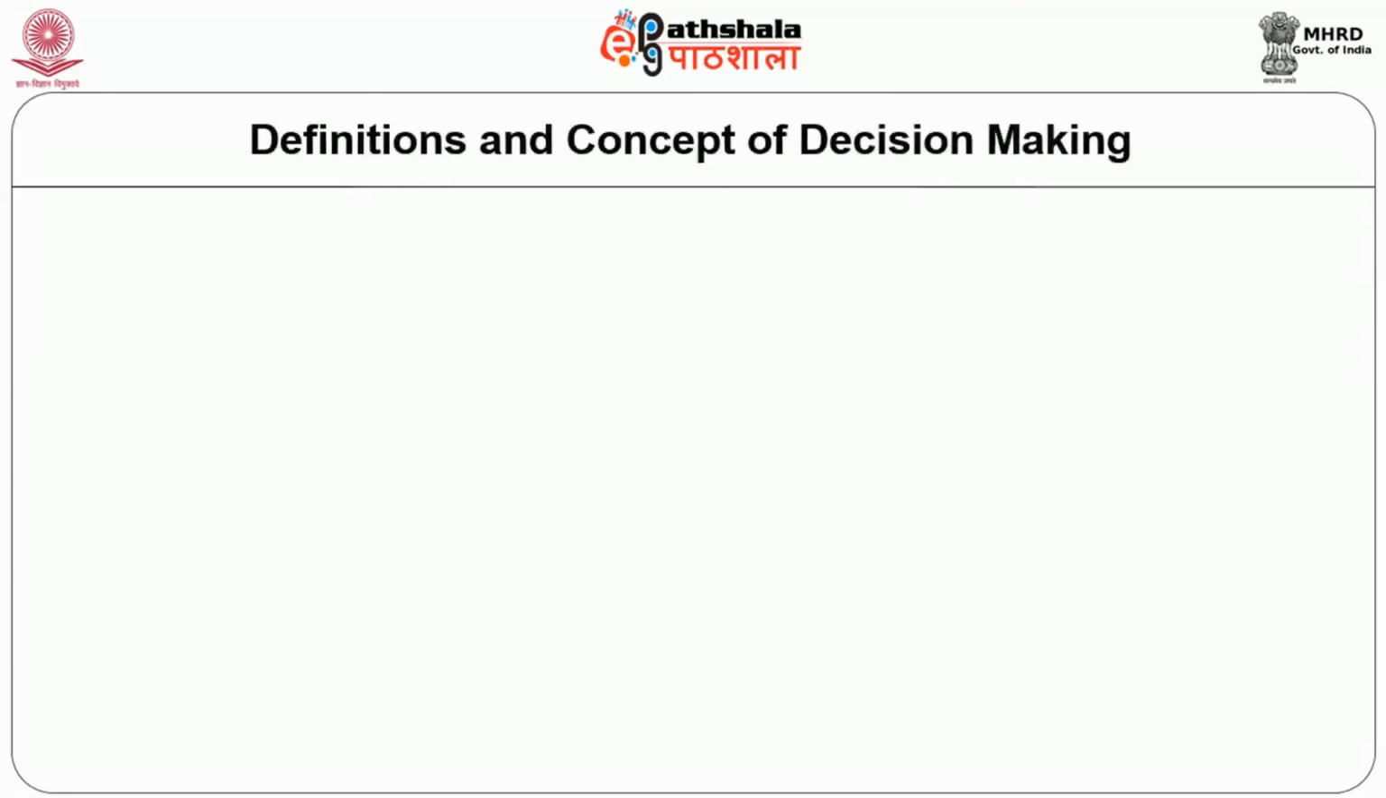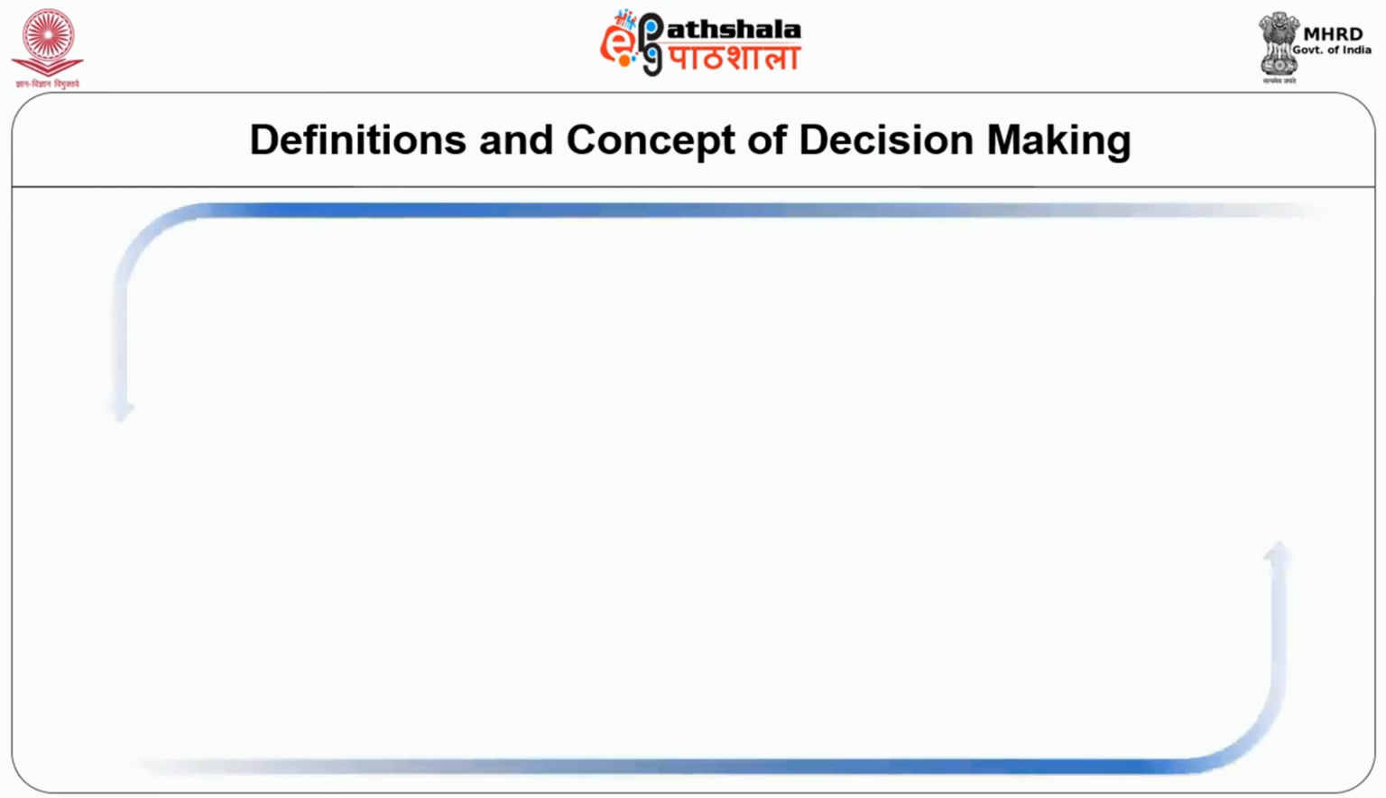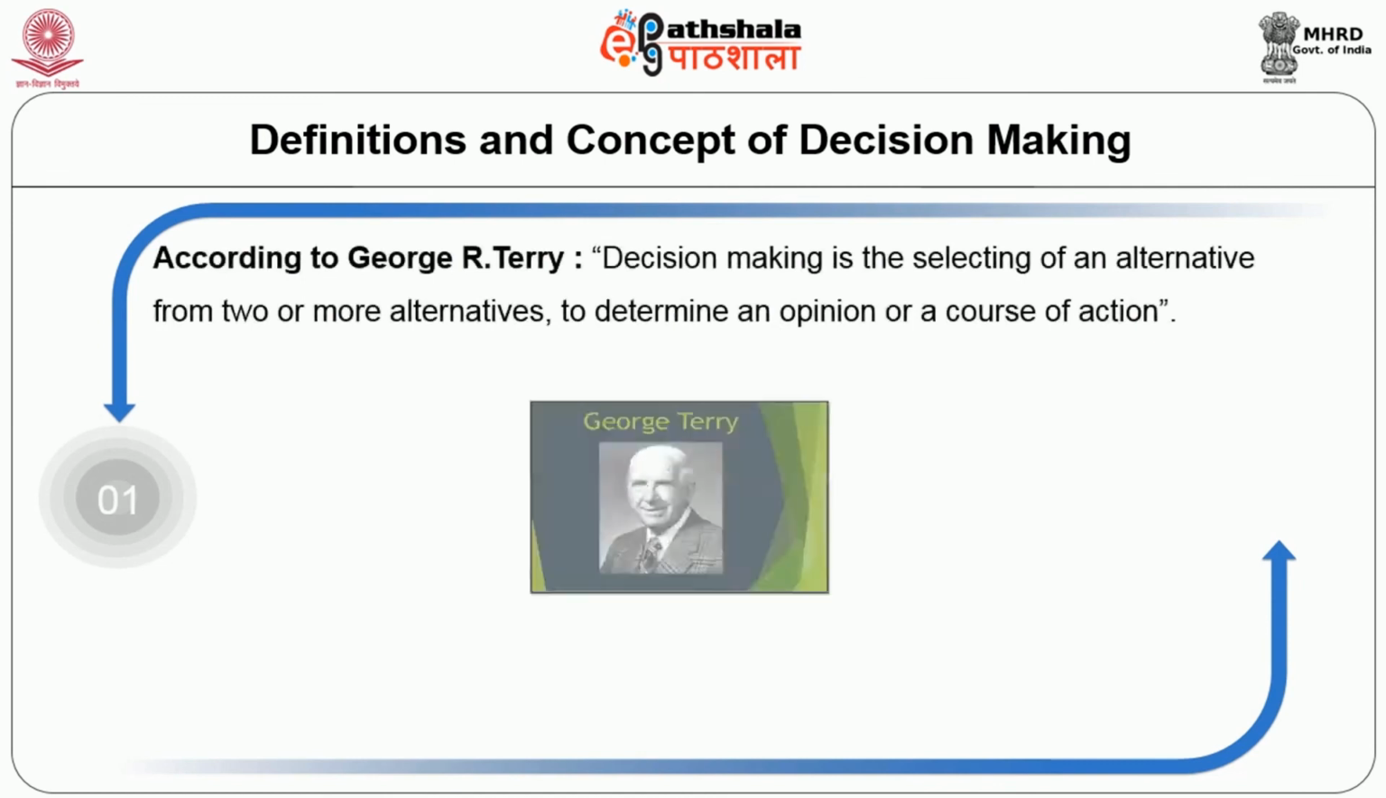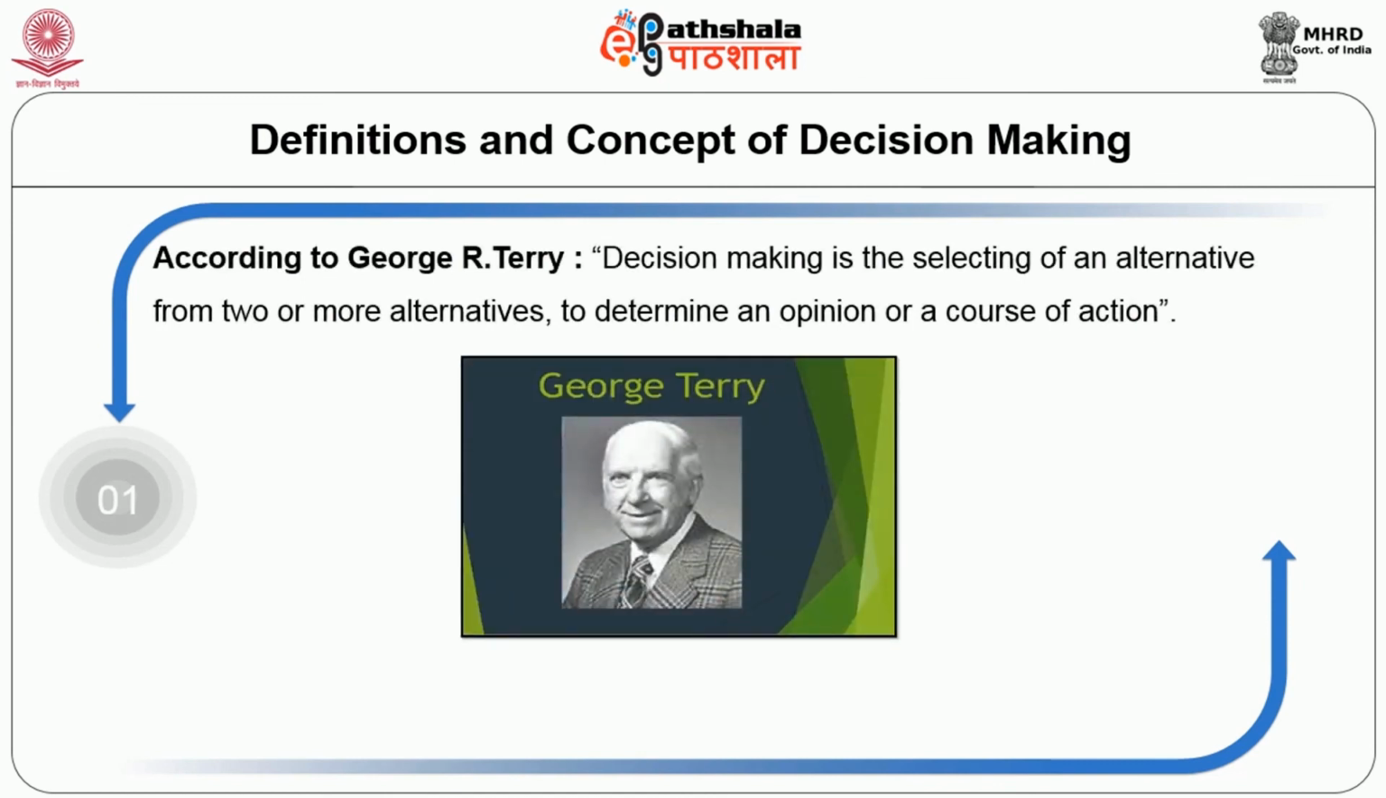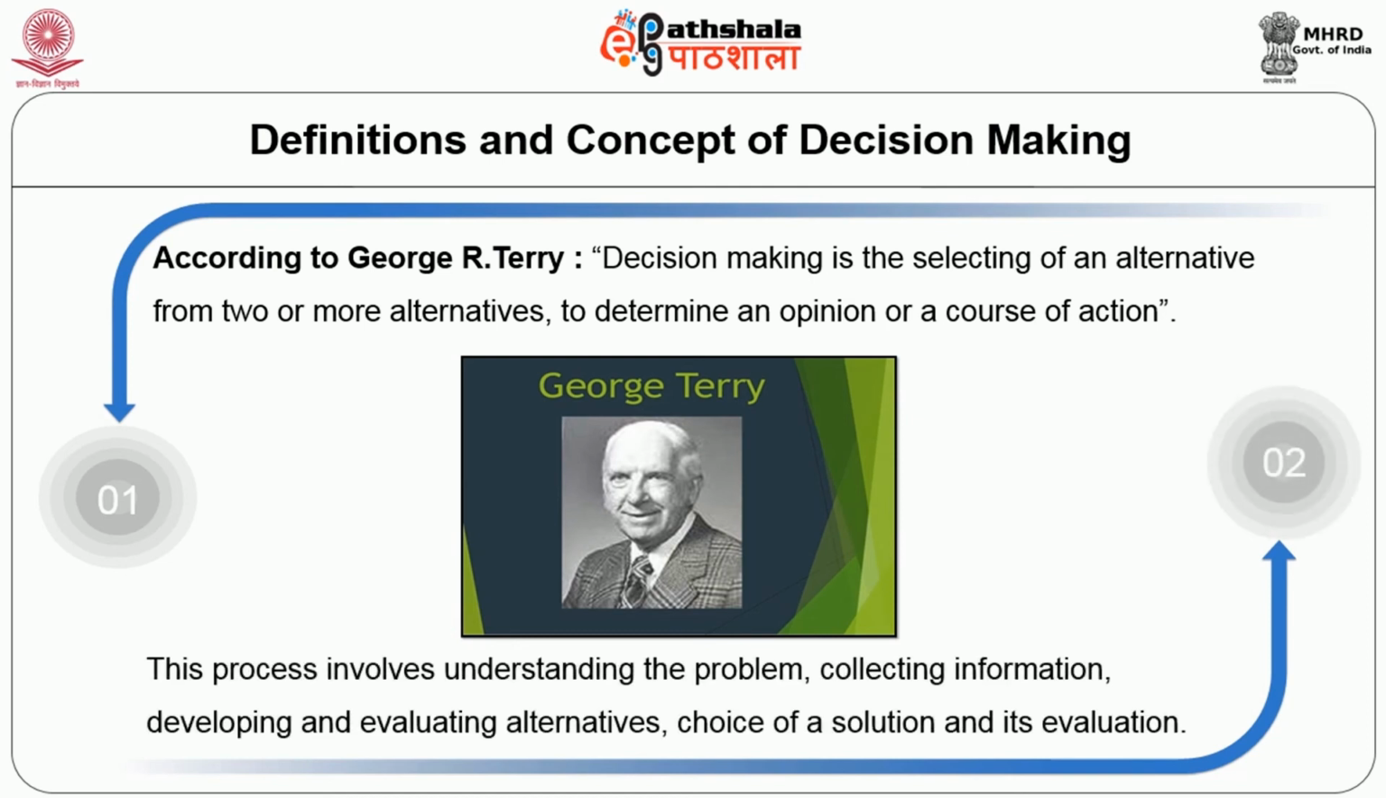Let me start first with the definition. There are many definitions given by many scientists and management people. According to George R. Terry, decision making is selecting an alternative from 2 or more alternatives to determine an opinion or a course of action. This process involves understanding the problem, collection of information, developing and evaluating alternatives, choice of a solution, and its evaluation.